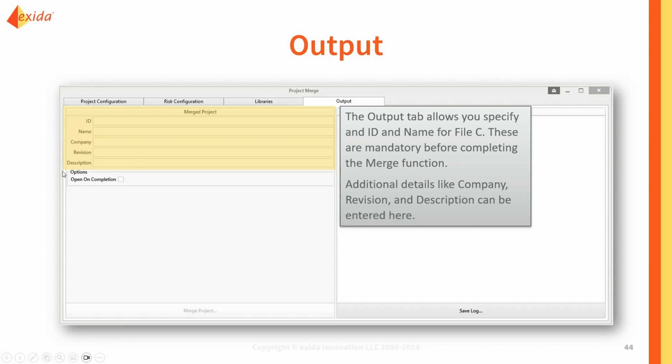We have this option again to open on completion. So if on the front view you weren't able to select this, maybe you didn't know what it meant, you can now select it to make sure that when you initiate the merge, it will open up your exSILentia file and allow you to review it right away.